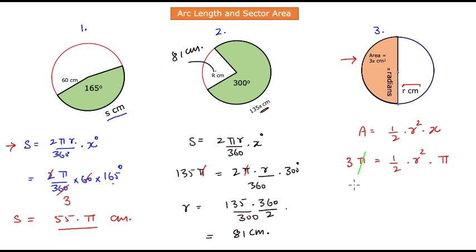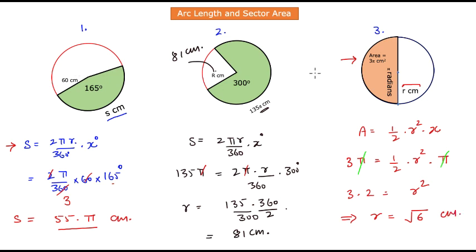Now let's get rid of the common factors on both sides of this equation. Pi we can get rid of simply, and then we say that 3 times 2 is equal to r square, which implies that r is equal to square root of 6, and this is in centimeters.